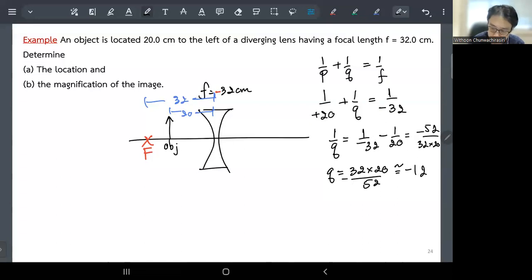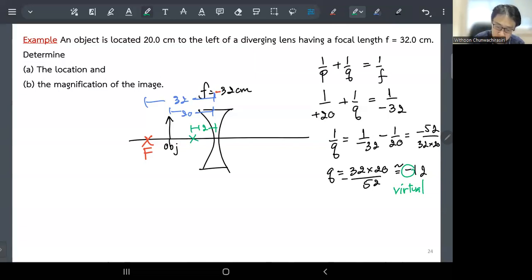So that means Q is negative. What does it mean? It means it's going to be virtual. And what does the negative sign mean for the lens? It means, of course, it's virtual. It's going to show up in the front. So that 12 means the image location will be here. 12. See that? It's in the front. It's a virtual image already, for sure.